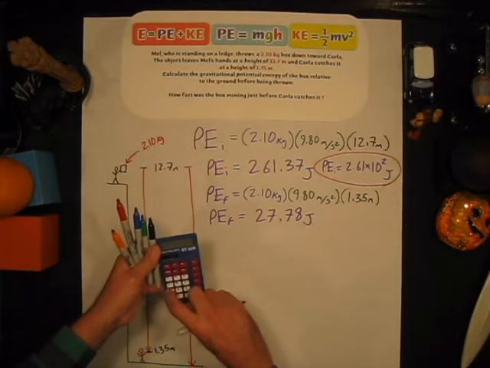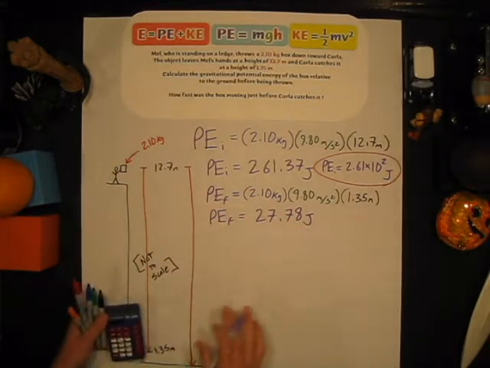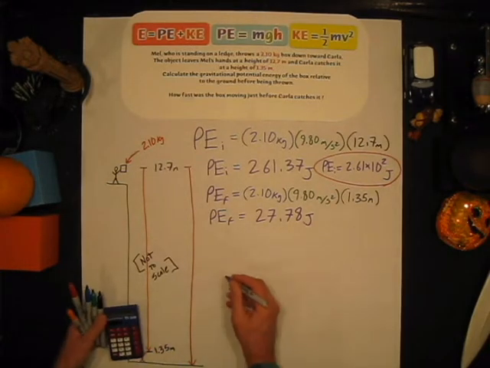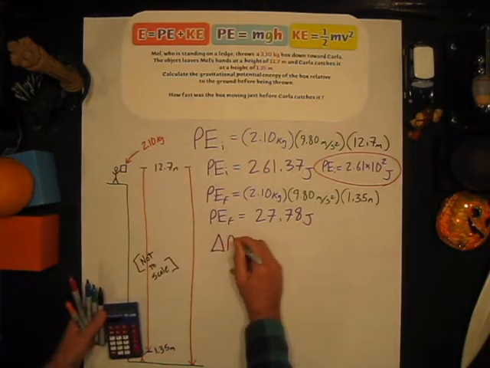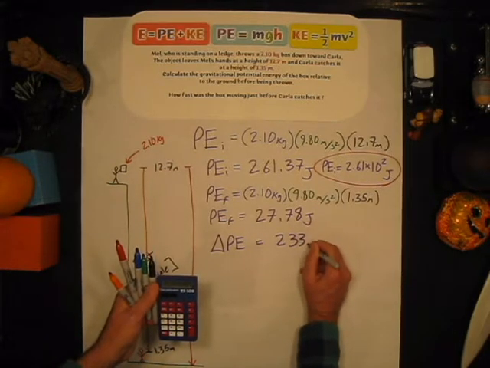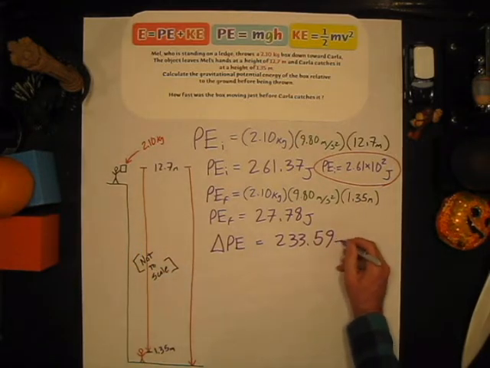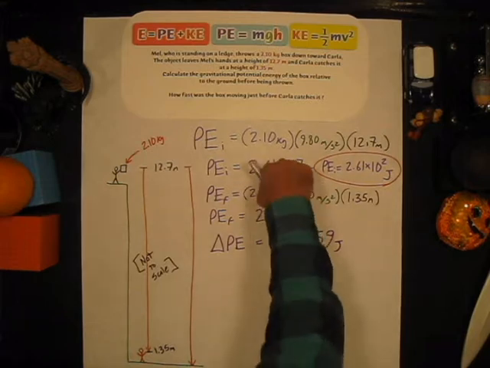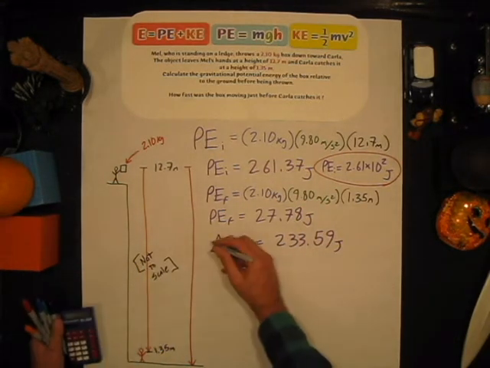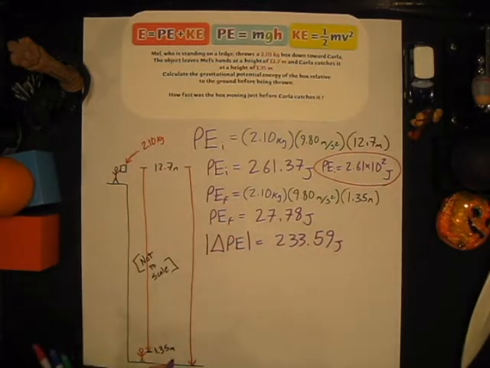Plus 261.37. The only drawback to doing it that way is if you make a typo, it could really mess you up. So the delta potential energy is going to be 233.59. Now, that would be negative if we did final minus initial. But what's the point? We want the absolute value. So I could just write the absolute value of the change of potential energy is that. How about that? If that makes you happy.